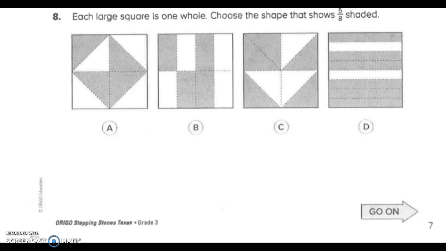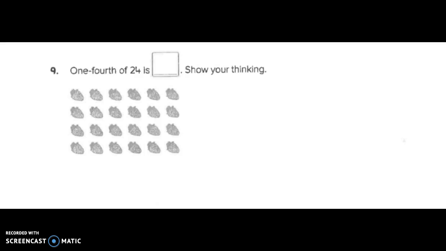Number 8. Each large square is 1 whole. Choose the shape that shows 5/8 shaded. Number 9. 1/4 of 24 is blank. Show your thinking.